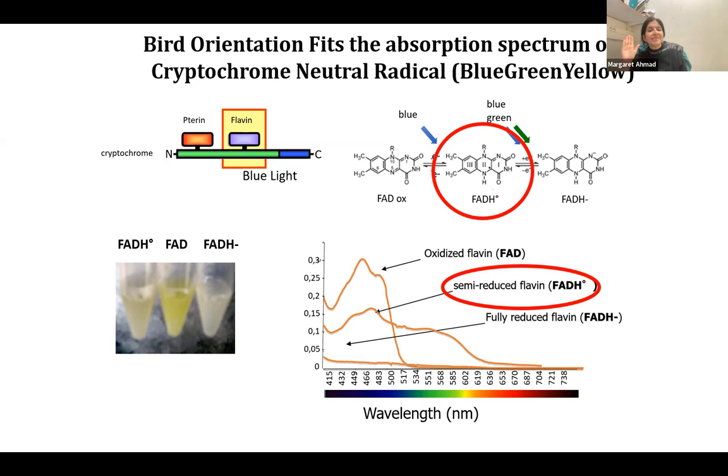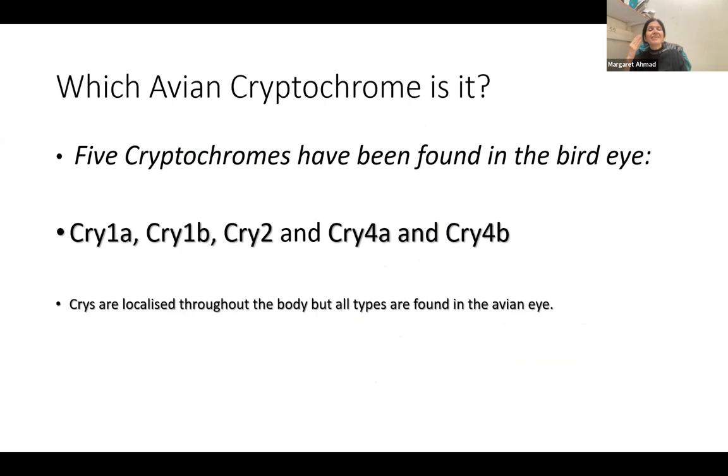The second thing that the Wiltschkos did, which I think is really important to understand, is they reflected on which avian cryptochrome it is. This is a very important question. In fact, as I said, cryptochromes are a large gene family. And in birds, there are no less than 5 family members which have been found in the bird's eye. They're also localized throughout the body, so they do lots of different things, but there are 5 of them in the bird's eye. Which one is it?